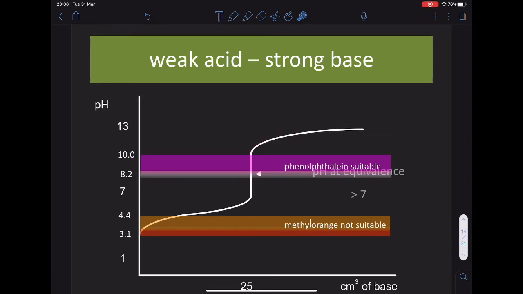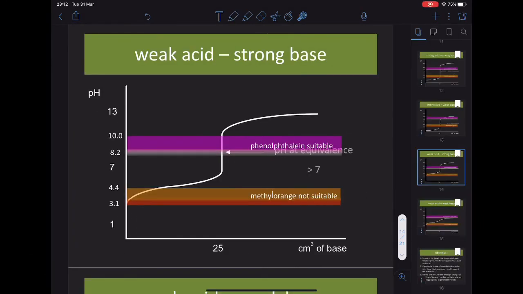So for phenolphthalein, as we proceed with the titration, the colour of phenolphthalein is colourless all the way through here until it reaches this point, and this is the end point of the phenolphthalein, and that's where it changes to pale pink from colourless. So that's when we read the burette in the titration, and it gives me the correct volume for the equivalence point, which is here.